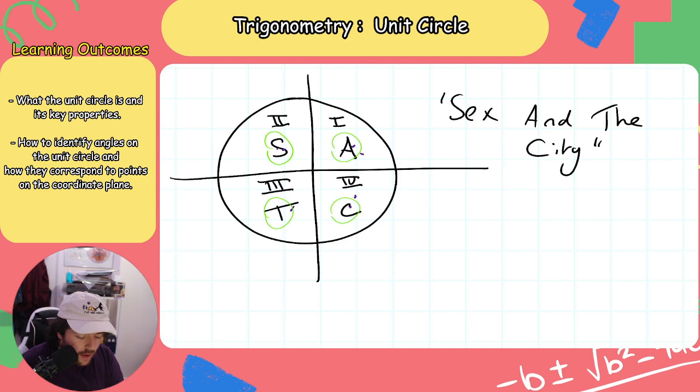So that's how I remember where my trig ratios are positive. Sex and the City, 1, 2, 3, 4. All positive in the first quadrant. Sine is positive in the second quadrant. Only tan is positive in the third quadrant, and only cosine is positive in the fourth quadrant. And this information is very important for my next video when we're solving trig equations.